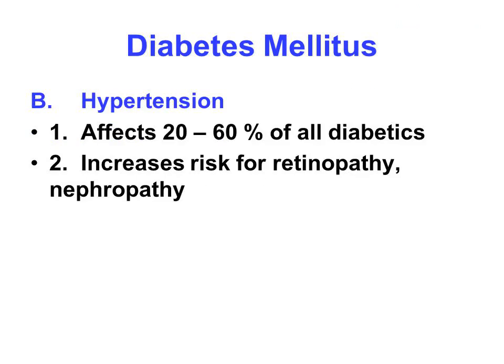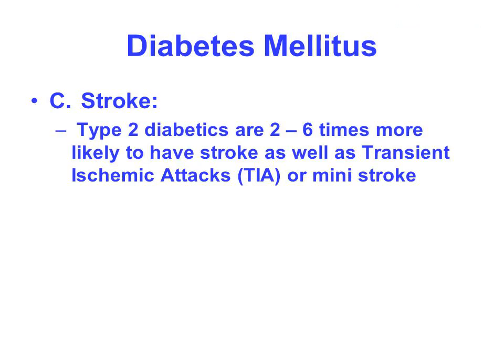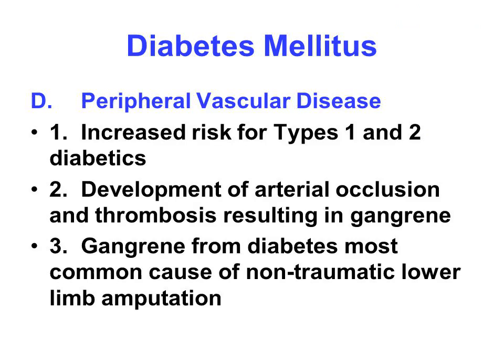1. Affects 20 to 60% of all diabetics. 2. Increases risk for retinopathy, nephropathy. Diabetes mellitus C. Stroke. Type 2 diabetics are 2 to 6 times more likely to have stroke as well as transient ischemic attacks, TIA, or mini stroke.